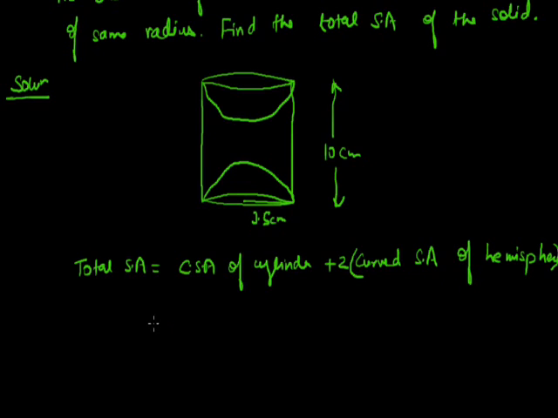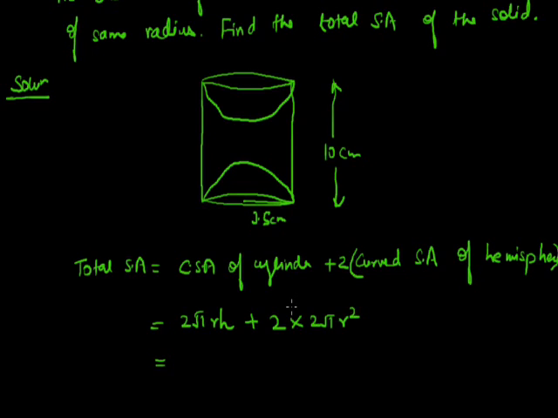As we know, the curved surface area of the cylinder is 2 pi r h, plus twice the curved surface area of the hemisphere, and the curved surface area of the hemisphere is 2 pi r square. Now we see that in both the cylinder and the hemisphere the radius is the same, so we have taken the radius as r, and the height we have taken as h.